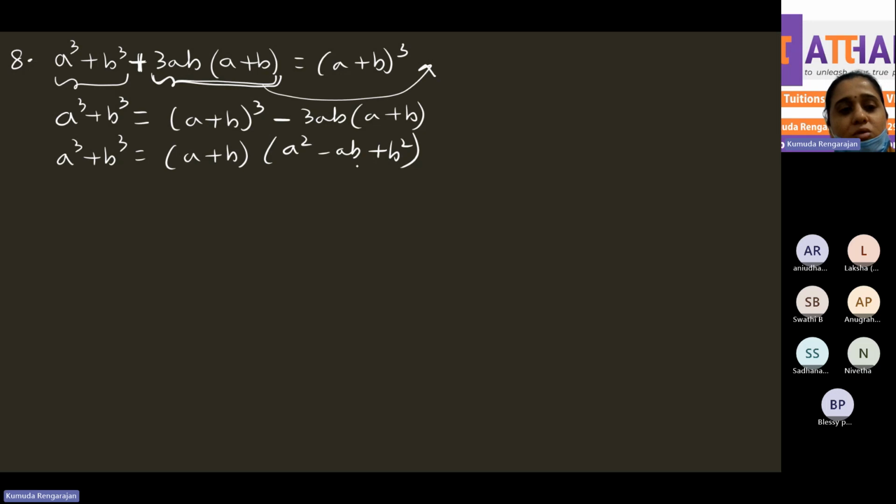So a cube plus b cubed is equal to a plus b into a square minus ab plus b square. Or a cube plus b cube is equal to a plus b the whole cube minus 3ab into a plus b. You need to remember both, or remember this one so you can get this. This you have to remember.